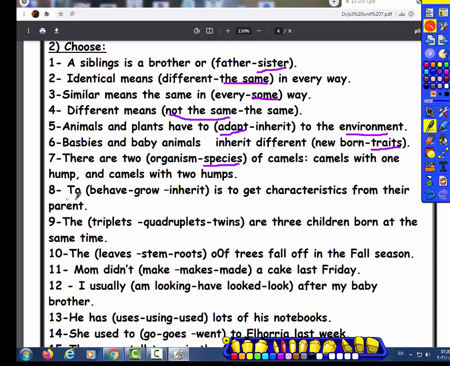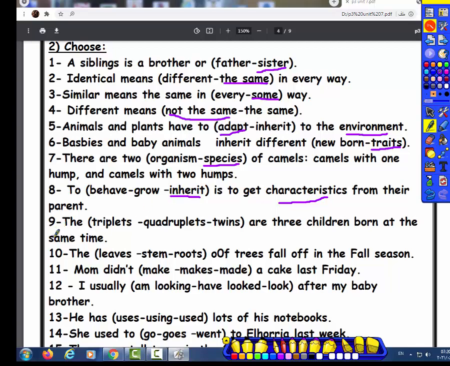Number 8. To behave, grow, inherit is to get characteristics from their parents. To get characteristics or traits. Characteristics equal traits. Traits means shape, color, and height. So to inherit.